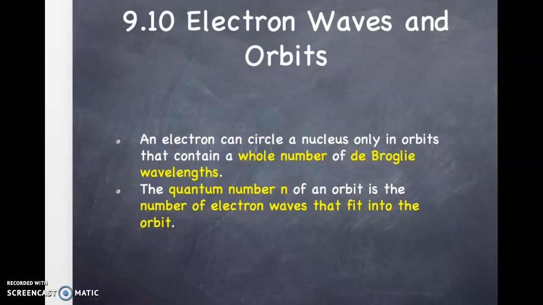Finally, the electron waves in an orbit. An electron can circle a nucleus only in orbits that contain a whole number of de Broglie wavelengths. The quantum number n of an orbit is the number of electron waves that fit into a given orbit. So what we've tried to do is build up the notion of an atom by having a nucleus, and the electrons can't be anywhere they wish outside the nucleus. They have to be in specific orbits, and these orbits are represented by specific energy levels.